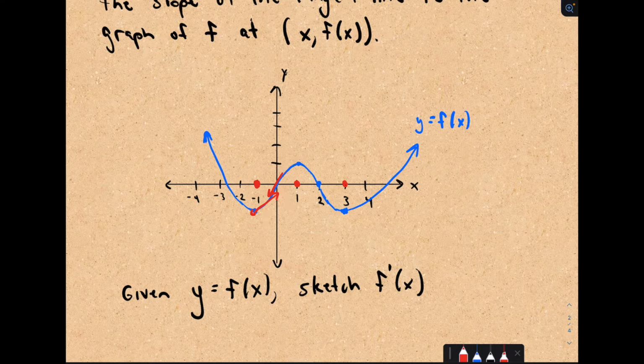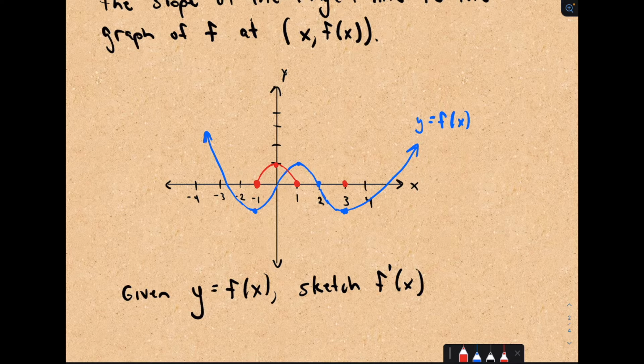So that tells me the y values on my derivative graph are going to get bigger and bigger, and then they max out at that point where it's steepest. Then the slopes of the tangent lines start to get flatter and flatter and flatter, back to zero.